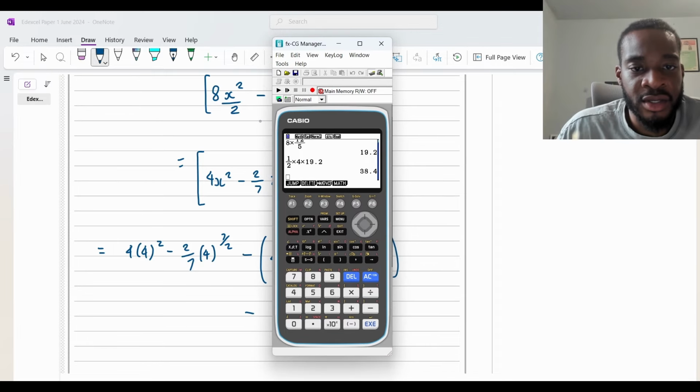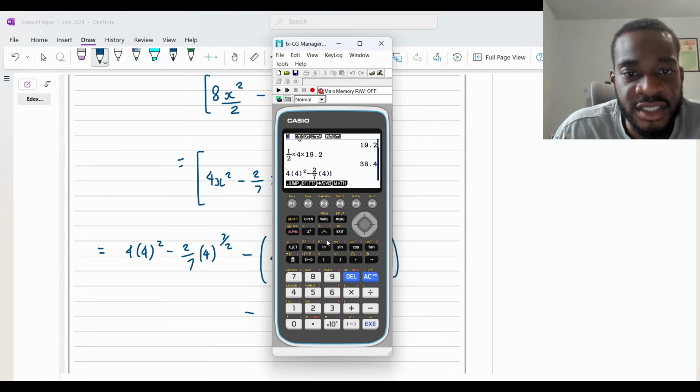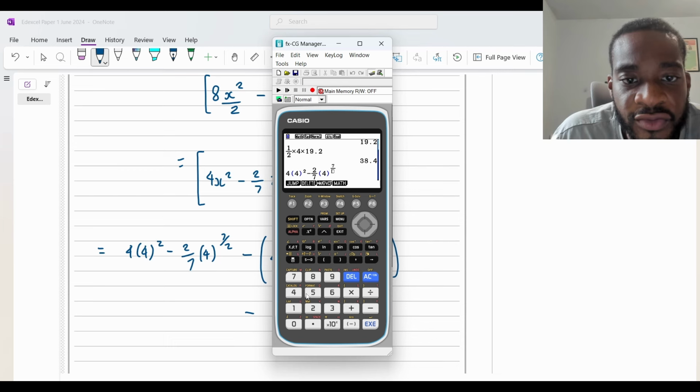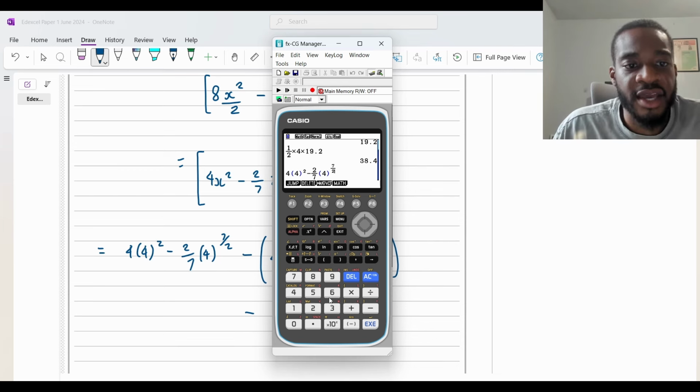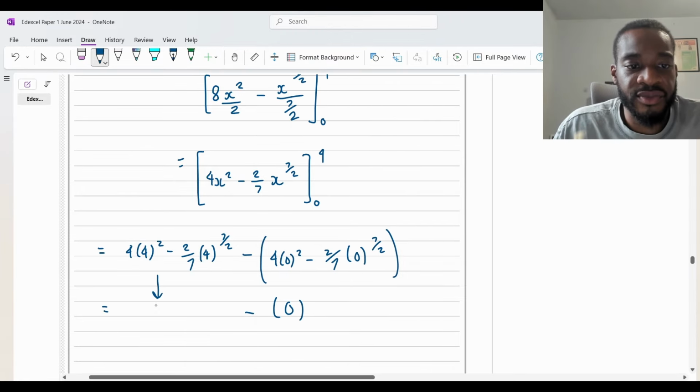So what do we get? So we're going to have 4 times 4 squared minus 2/7 of 4 to the 7 over 2. Like that. Let me just double check. Yep, that's good. It gives 192 over 7. So this answer is 192 over 7, right?